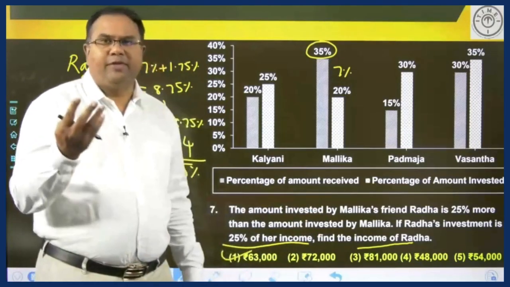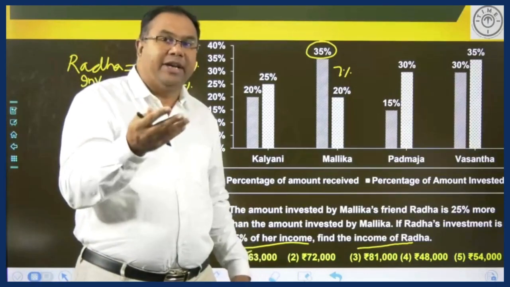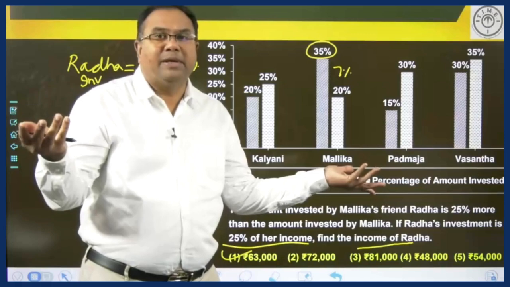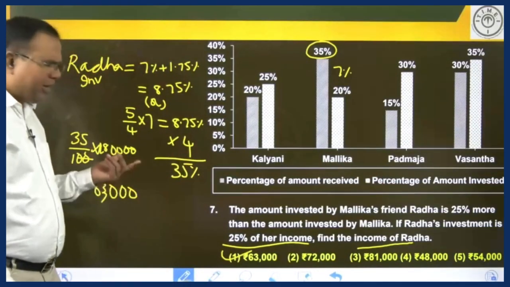Don't find out the 8.75 value, it is not required. I am not interested in the investment. Her investment is 25% of her income, so income has to be 4 times, that is 100%. So 4 of 8.75 is 35%. So 35%, you can do it in any way.